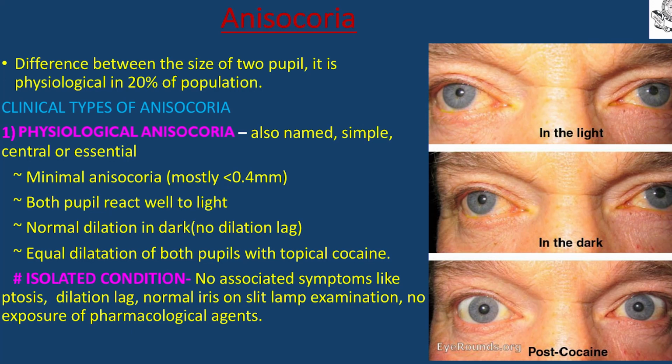Anisocoria. Difference between the size of the pupil. It is physiological in 20% of the population. Clinical types of anisocoria. Physiological, also named simple, essential, or central. Minimum anisocoria, mostly less than 0.4 mm.